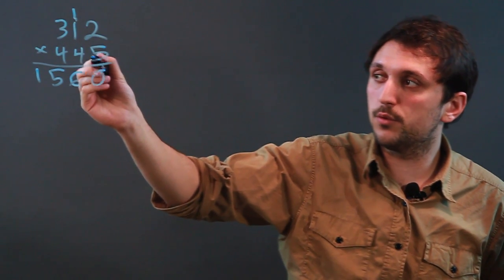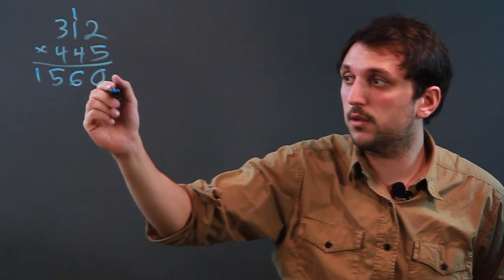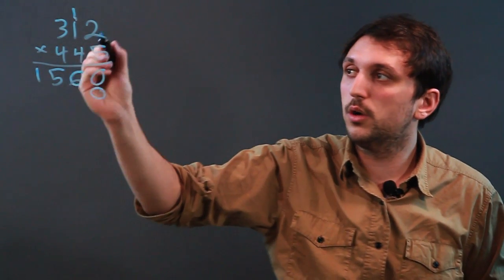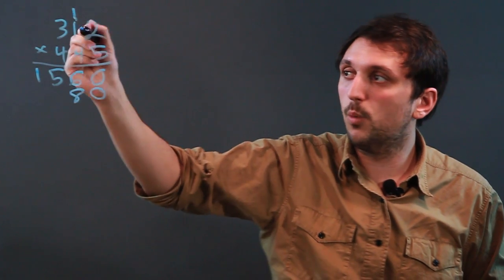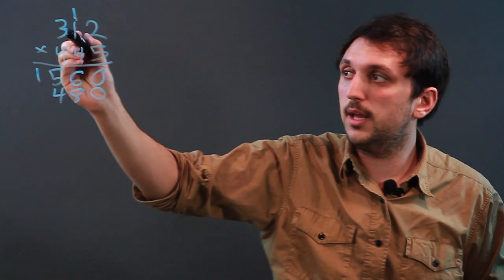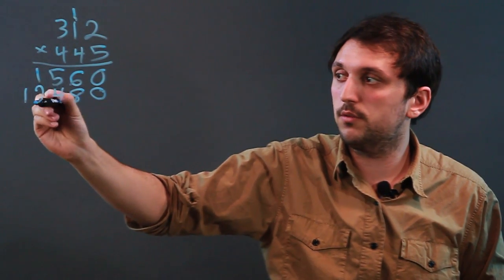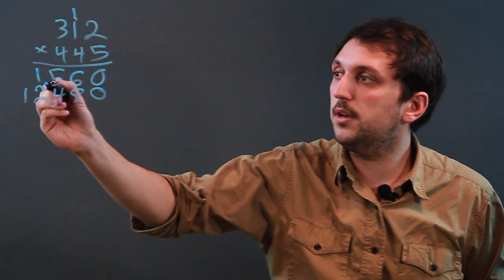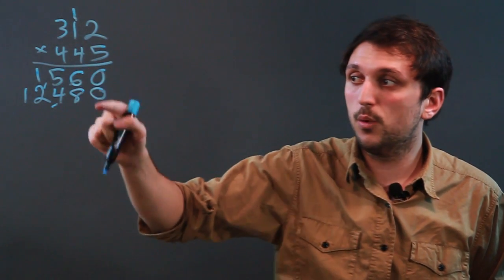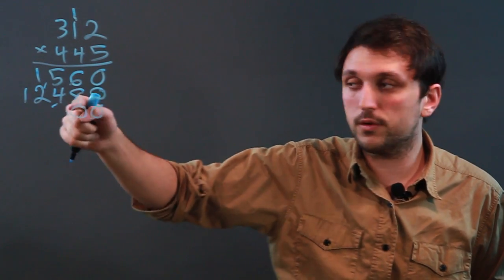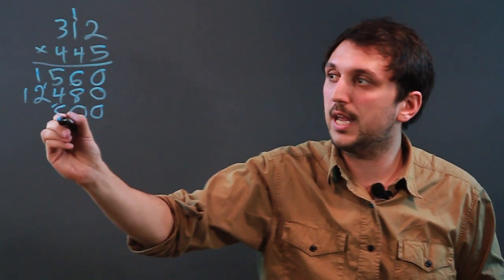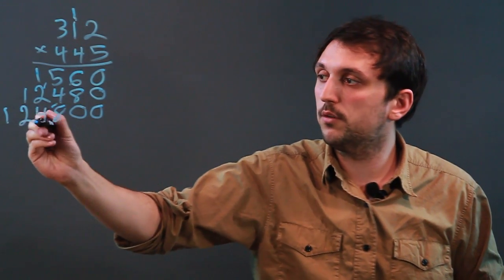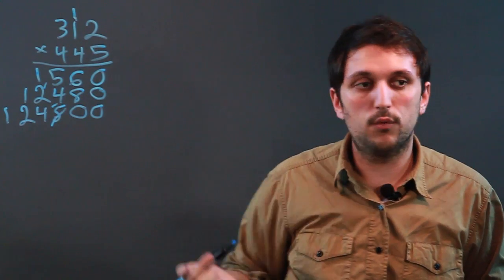The next thing we do is move over to the 4, to the tens place. And if we do that, we automatically start with a 0 here. So we go 2 times 4, which is 8, 1 times 4, which is 4, and 3 times 4, which is 12. So now we have 12,480. And then we go to the hundreds place. Again, we move over, so we put 2 zeros. And we have 2 times 4, which is 8, 1 times 4, which is 4, and 3 times 4, which is 12. So now we have 124,800.